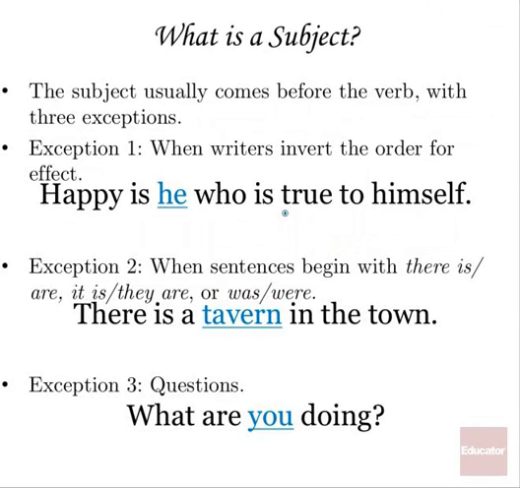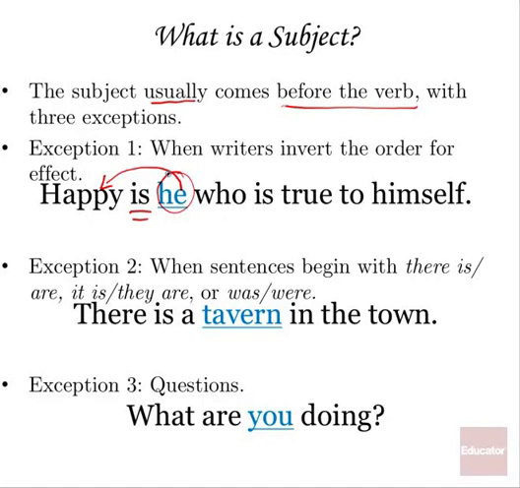Now, the subject usually, note that word usually, comes before the verb, with three exceptions. The first exception is when writers invert the order for effect. Basically, writers like to show off. Sometimes they like to show off using slightly more archaic forms of English, so they may invert the order just to get your attention. As an example, the sentence, happy is he who is true to himself. Is our main verb. It's a linking verb. It connects the subject to its complement, happy. But he is the person who's doing the being.